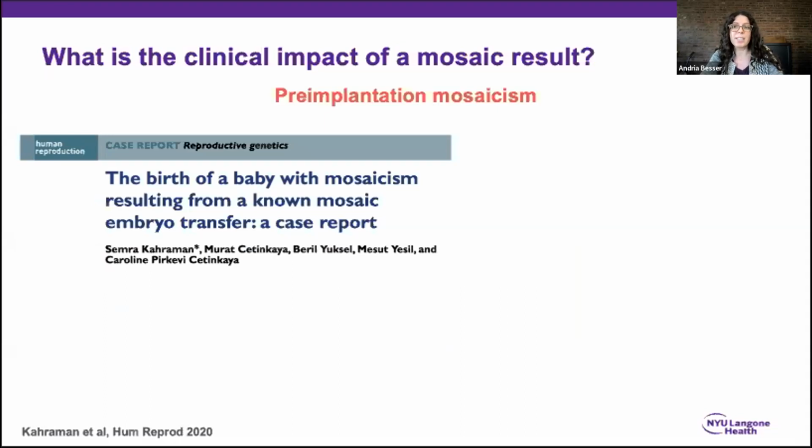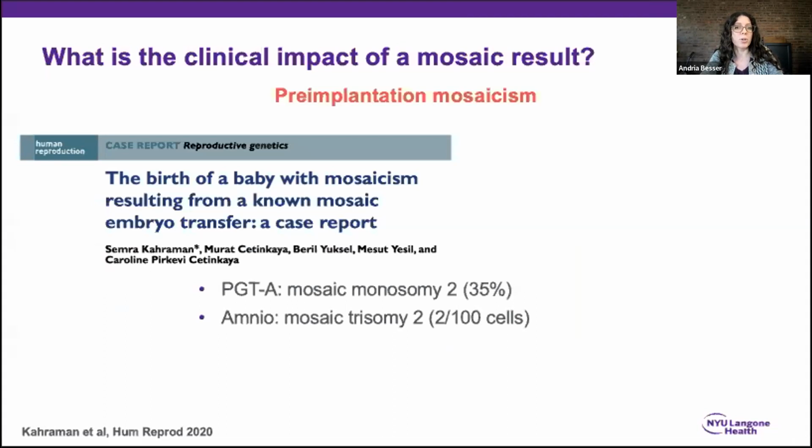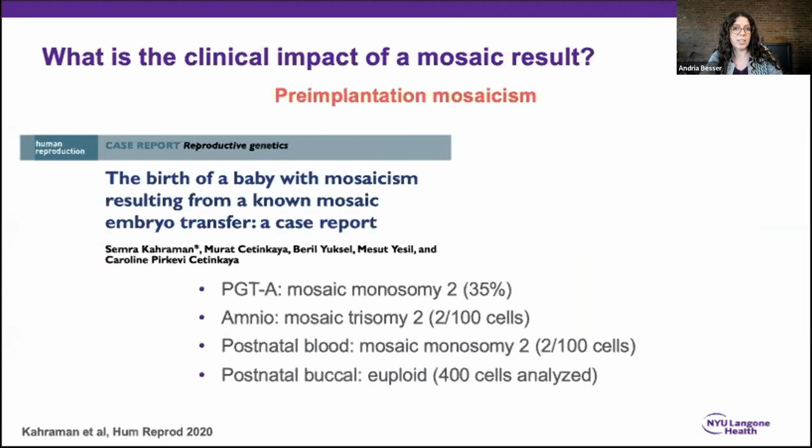Most of the literature on this topic cites a single case report of confirmation of a mosaic PGT-A result in the subsequent pregnancy. In this case, it was an embryo showing 35% mosaicism for monosomy 2 that was transferred, and the amnio showed 2% mosaicism for the reciprocal trisomy 2. The fetal anatomy seemed to be normal, and the couple elected to continue the pregnancy. After delivery, blood karyotyping showed monosomy 2 in 2 out of 100 blood cells, and 400 buccal cells were normal. Unfortunately, the placenta wasn't able to be tested, but the authors reported no apparent phenotypic abnormality. Of course, we don't know if there could be any later impact from this.